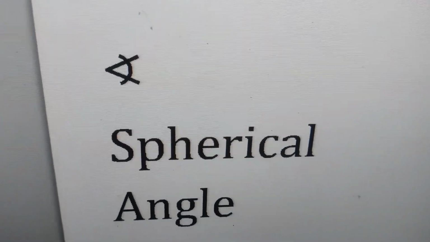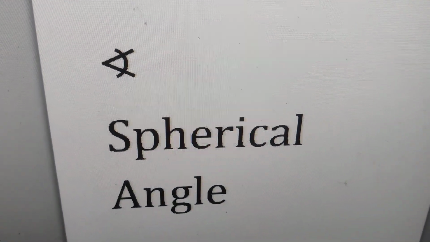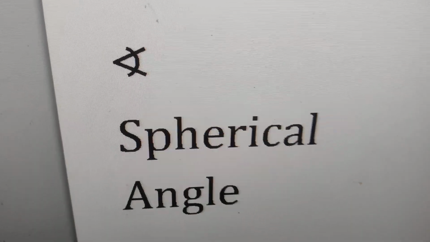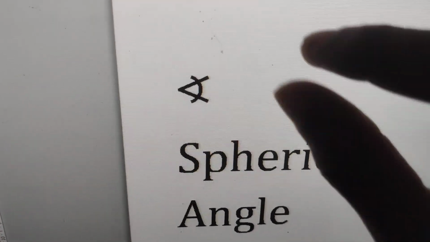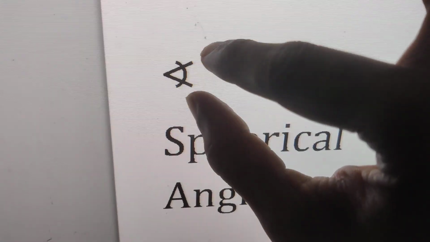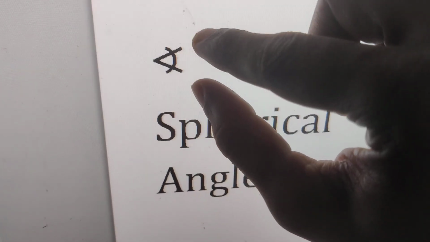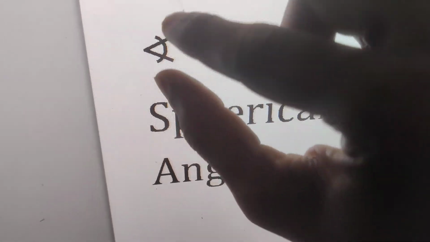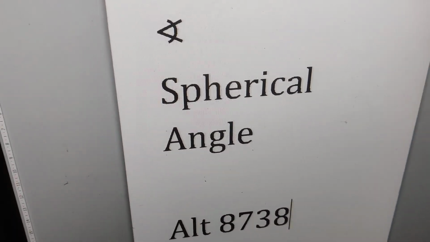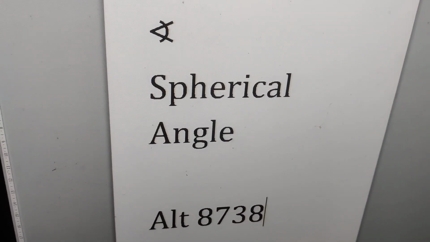So in my computer keyboard I am going to show you how to create a spherical angle. So how to create this symbol using keyboard shortcut in your computer. You must first open Microsoft Word in your Windows computer, and you can create this symbol using a keyboard shortcut, that is Alt 8738.